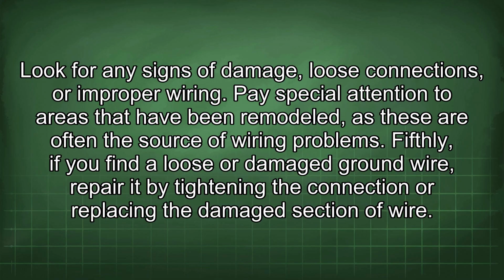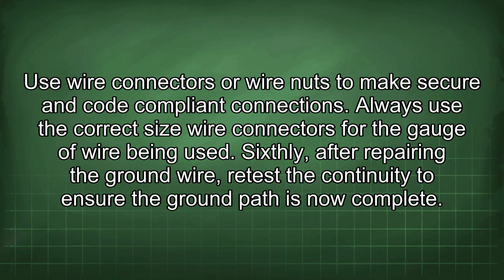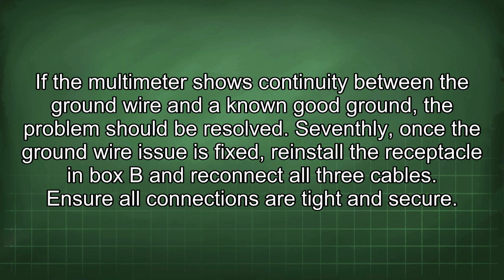Fifthly, if you find a loose or damaged ground wire, repair it by tightening the connection or replacing the damaged section of wire. Use wire connectors or wire nuts to make secure and code-compliant connections. Always use the correct size wire connectors for the gauge of wire being used. Sixthly, after repairing the ground wire, retest the continuity to ensure the ground path is now complete. If the multimeter shows continuity between the ground wire and a known good ground, the problem should be resolved.